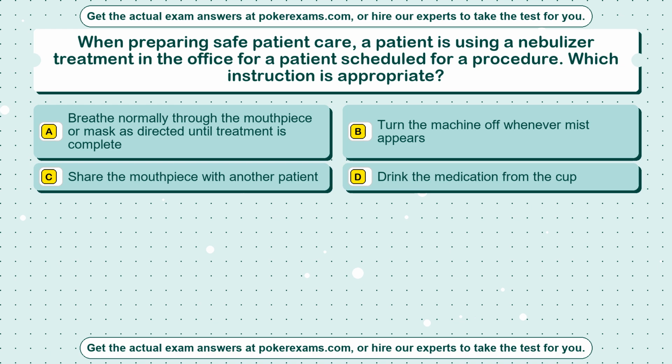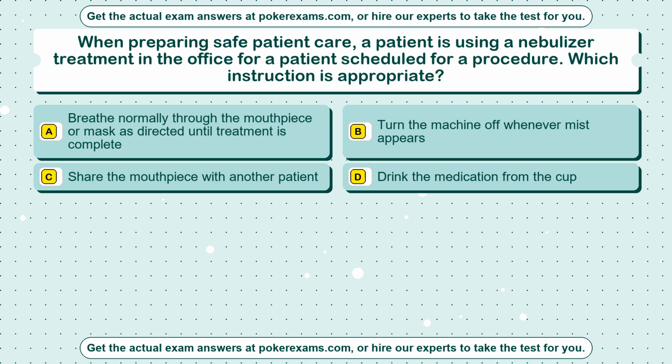Question 94. When preparing safe patient care, a patient is using a nebulizer treatment in the office for a patient scheduled for a procedure. Which instruction is appropriate? Option A, breathe normally through the mouthpiece or mask as directed until treatment is complete. Option B, turn the machine off whenever mist appears. Option C.